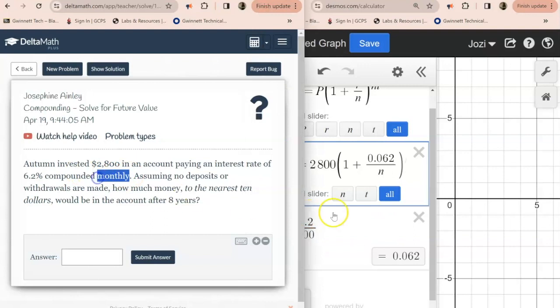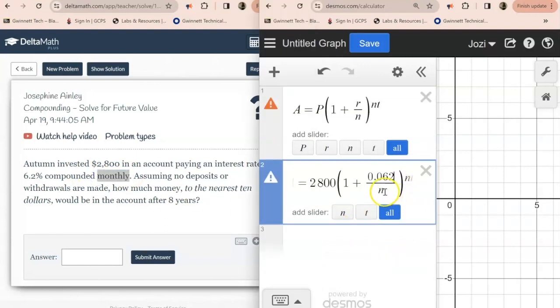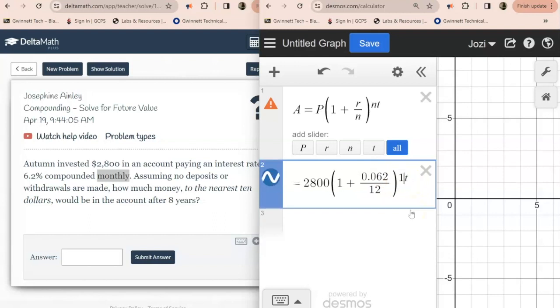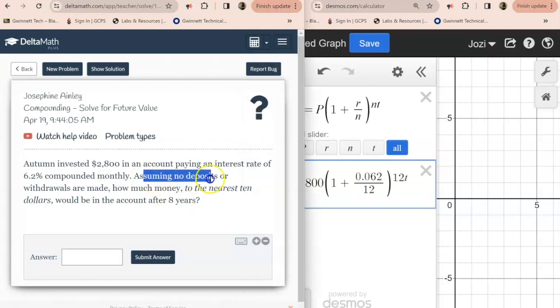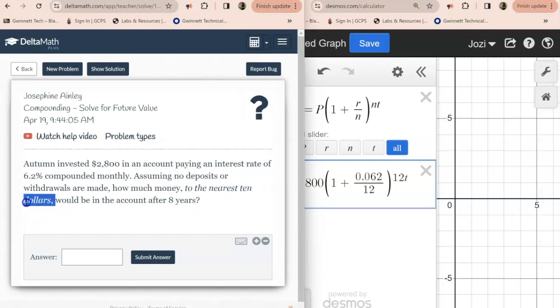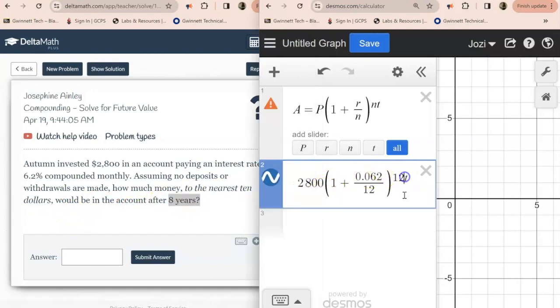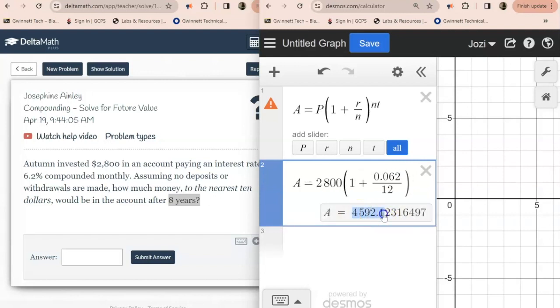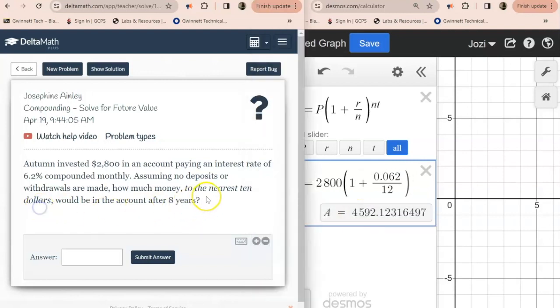How many months are there in a year? There are 12 months in a year. So this is 12. And the other n, there's another n. So that's 12 as well. Assuming no deposits or withdrawals were made, how much money to the nearest $10 would be in the account after 8 years? So my time is 8. So T is 8.